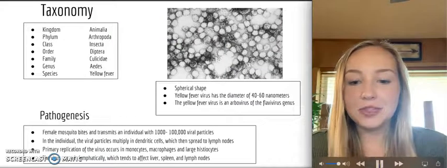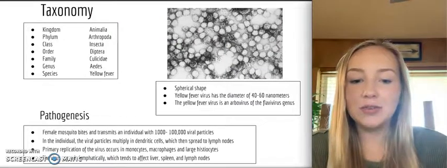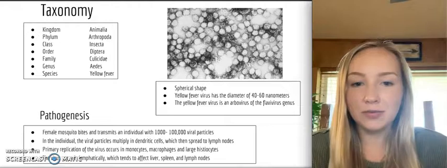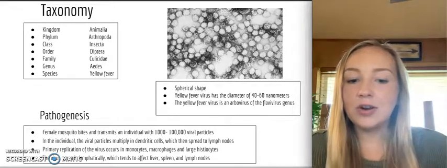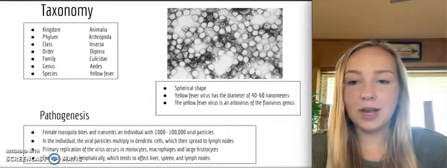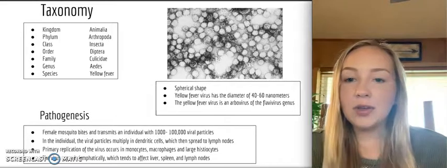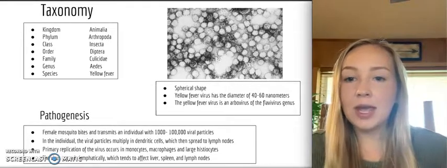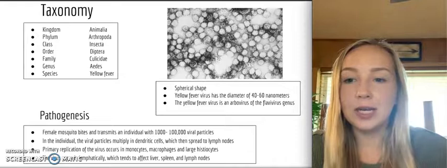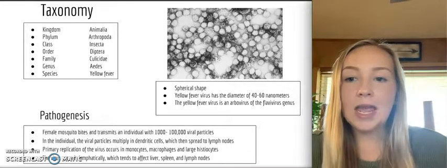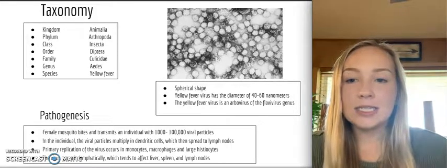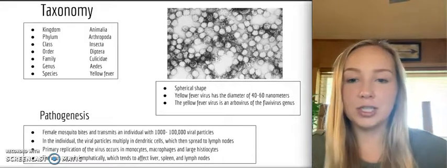Yellow fever is a hemorrhagic fever due to the infection of a virus from the family of Flaviviridae. Flaviviridae are small, single-stranded RNA viruses. Yellow fever is spherical in shape. It has a diameter of 40 to 60 nanometers, and the virus is an arbovirus of the flavivirus genus.